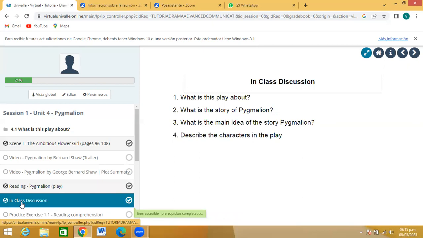According to the short paragraph and the short information that we have been reading, what can you tell me about what this play, Pygmalion, is about? Yeah, so it seems like, based on what we read, it is about a girl that is trying to improve her life.